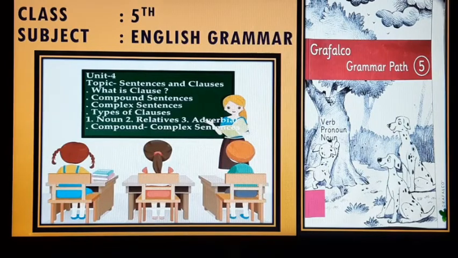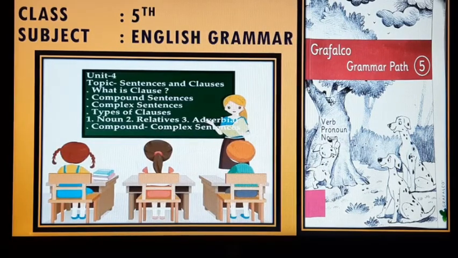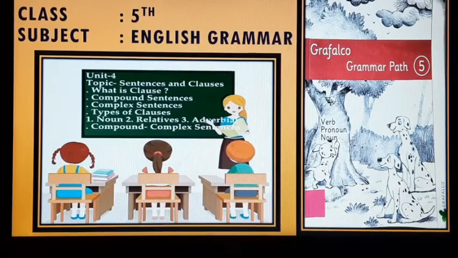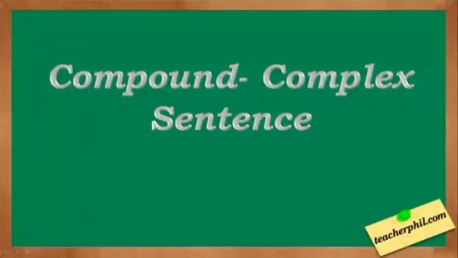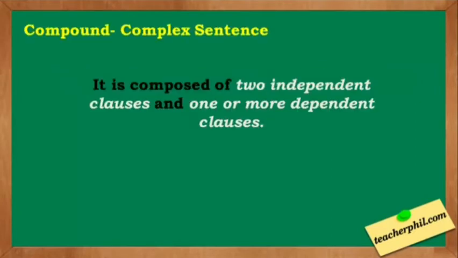So here, this is our last but not the least subtopic. Now we will see compound and complex sentences. For this also, let's watch a video. Compound complex sentence. A compound complex sentence is composed of two independent clauses and one or more dependent clauses.